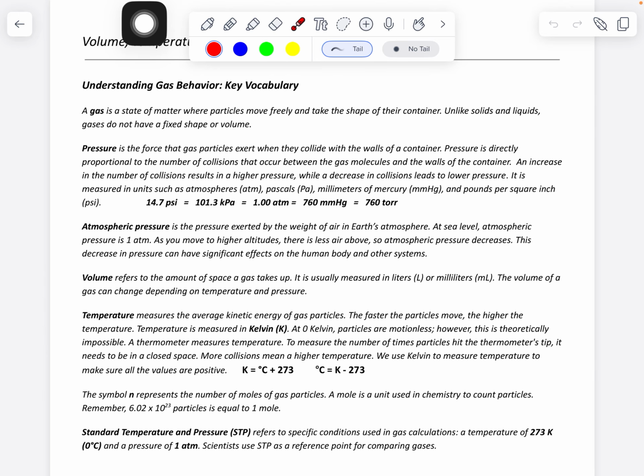Atmospheric pressure is the pressure exerted by the weight of air in Earth's atmosphere. At sea level, atmospheric pressure is 1 atmosphere. As you move to higher altitudes, there's less air above, so atmospheric pressure decreases. This decrease in pressure can have significant effects on the human body and other systems. Easiest example of this is if you've ever gone, say, up high into the mountains, maybe you've had your ears pop. That's just a small little impact of these differences in pressure.